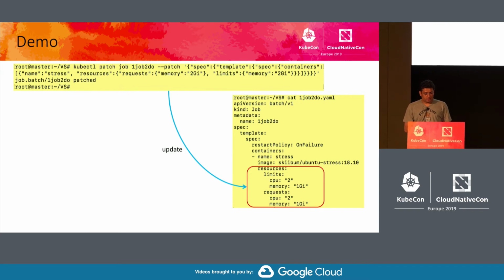And with that, let's do the demo. In this demo, what I'm going to do is run this kubectl patch command, where I'm patching the container named stress. I'm patching its resources. So it currently has 2 CPUs and 1 gig. I'm going to be patching it to 2 gig. So hopefully it works.